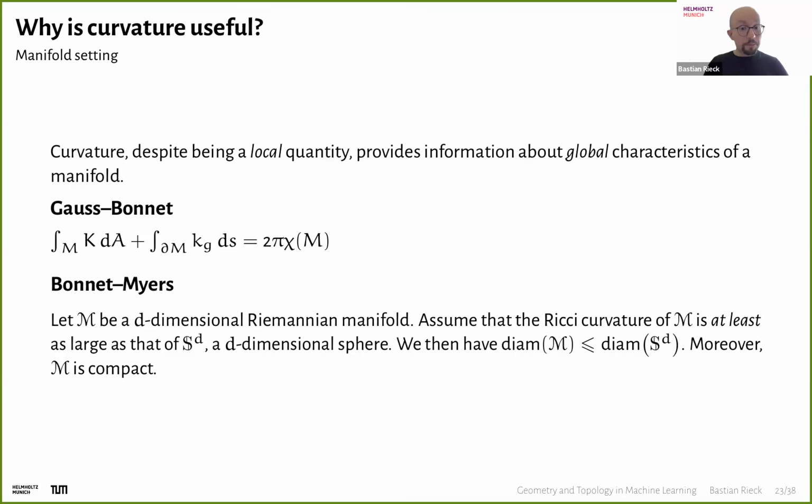It goes even further. You can have a Bonnet-Myers type of theorem, which tells you that if you have a lower bound on the curvature of your manifold, given by a sphere, then you know that the diameter is also upper bounded by this, and you know something about compactness. So that again tells you something about the geometrical characterizations of your data through curvature. And I think it's an important thing to keep in mind, and we'll come back to this, of course.